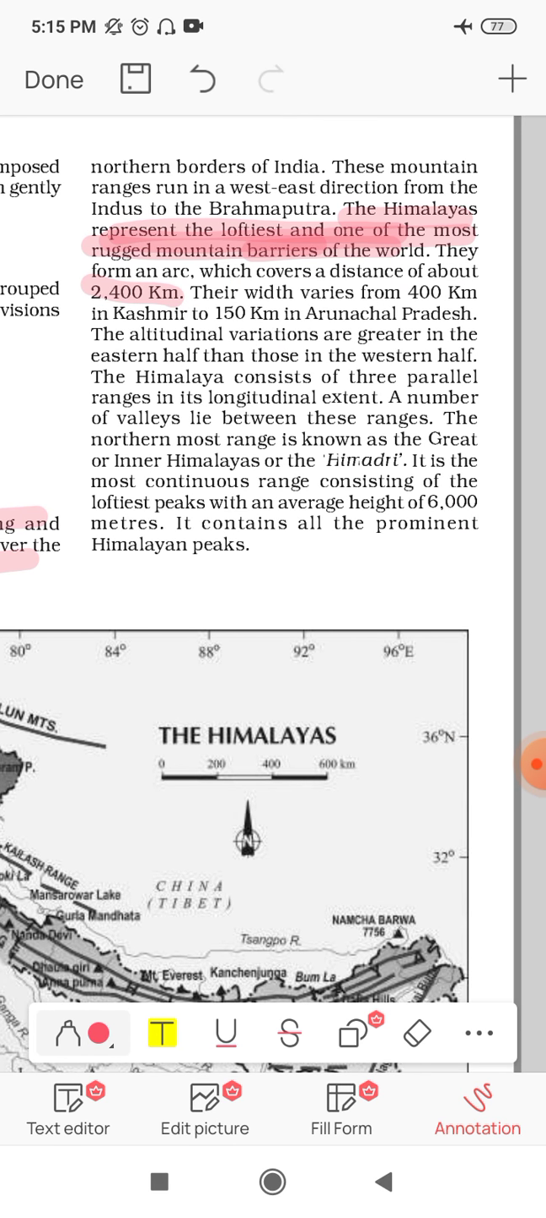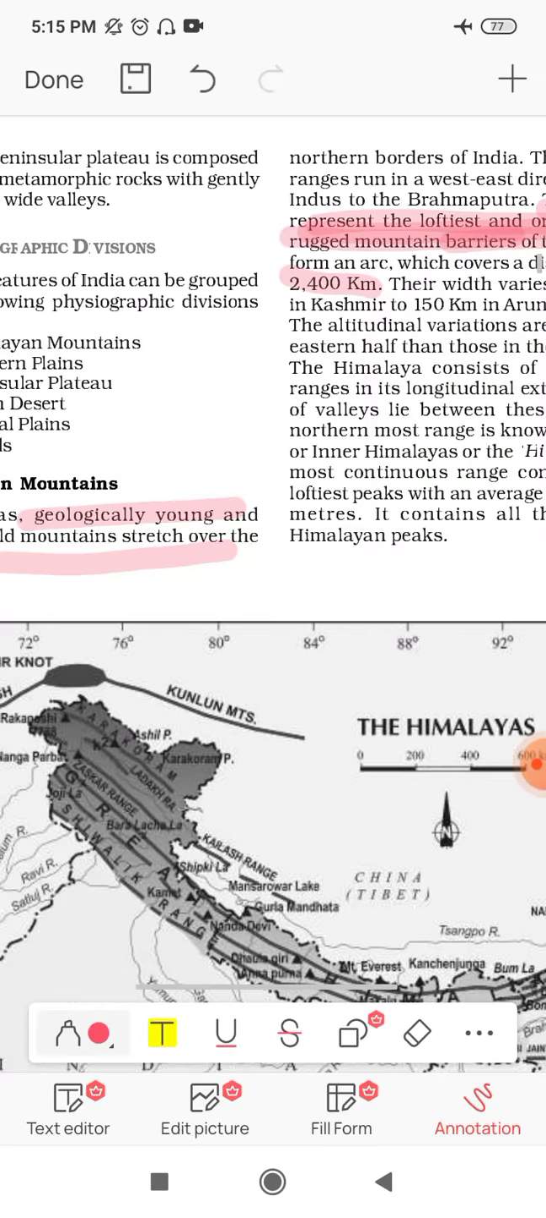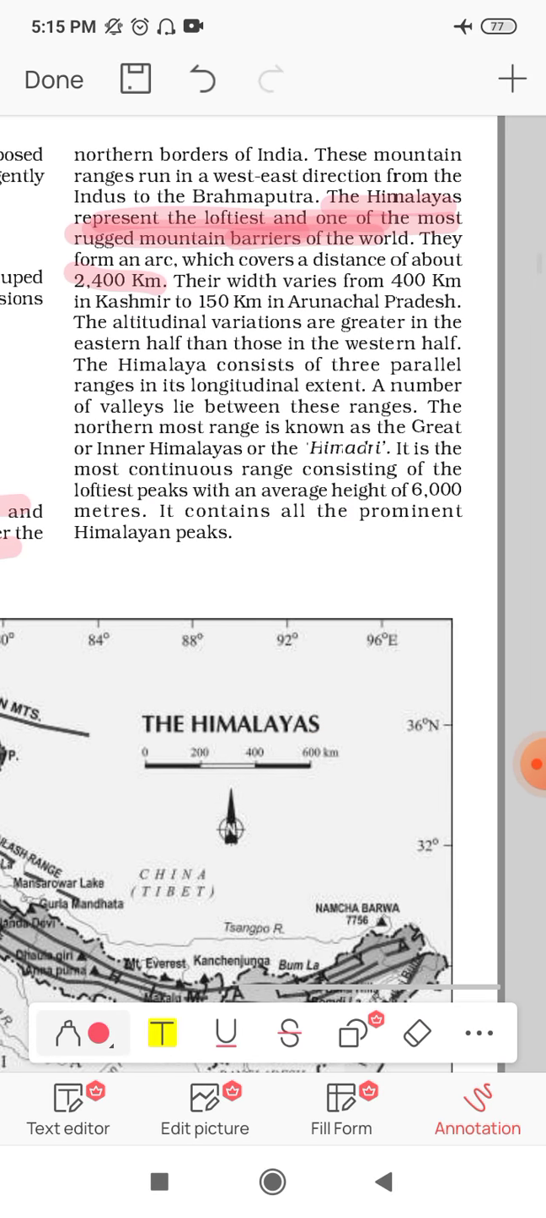Now we will discuss the width. The width of this Himalayan mountain region varies according to the area, according to the region. The width varies from 400 kilometers in Jammu and Kashmir, that is in the west, to 150 kilometers in Arunachal Pradesh.